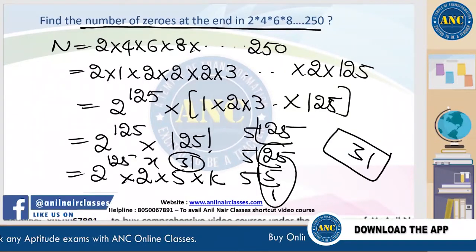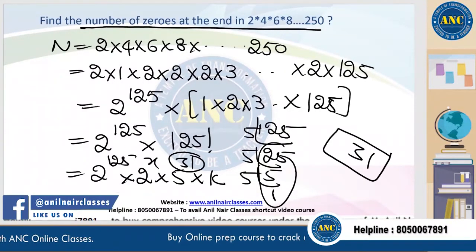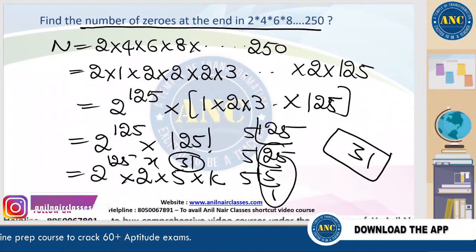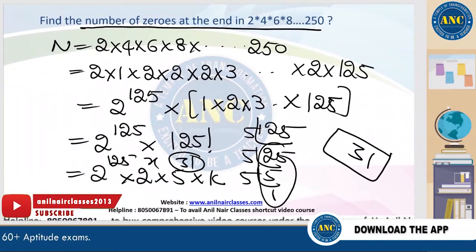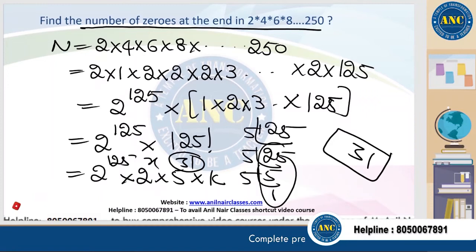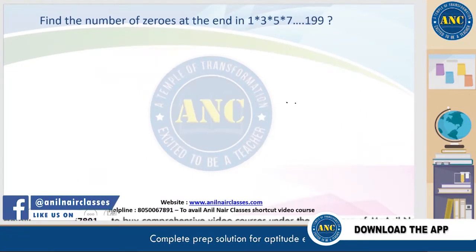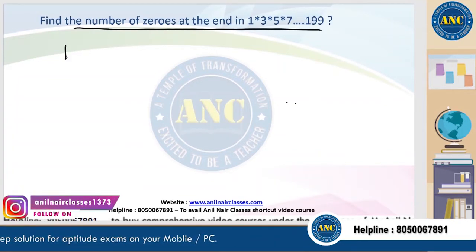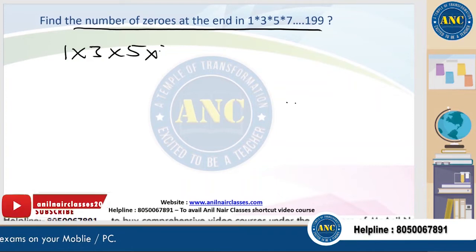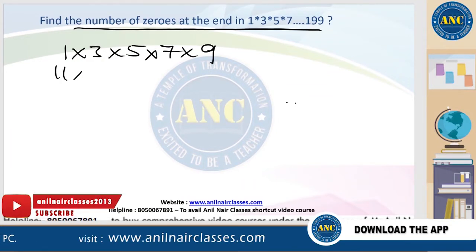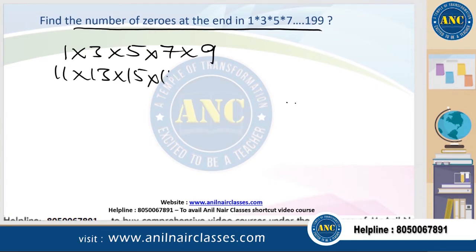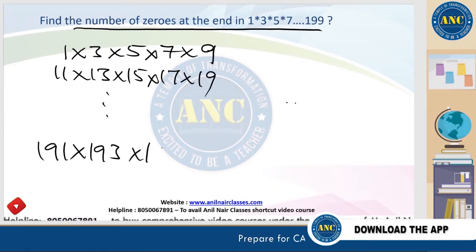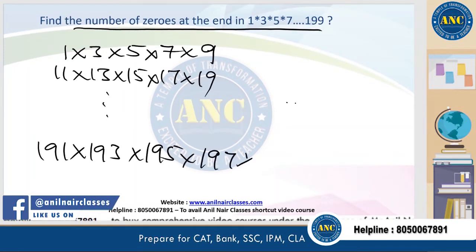Idea clear, right? If only factorial is there, the number of zeros at the end is nothing but the highest power of 5. Idea clear? Next one. Find the number of zeros in 1 3 5 7 9, again 11 13 15 17 19, again 191 193 195 197 199.